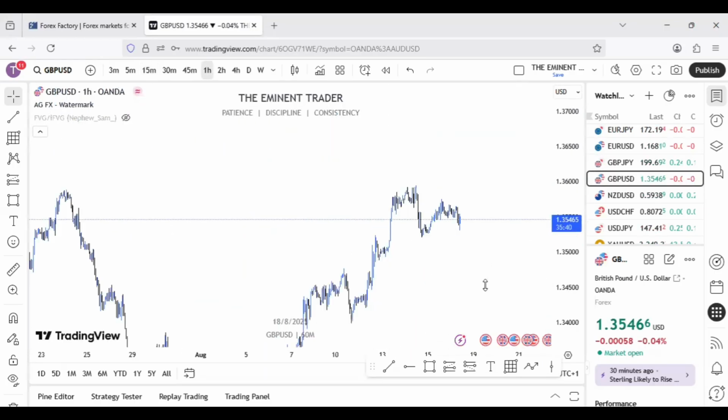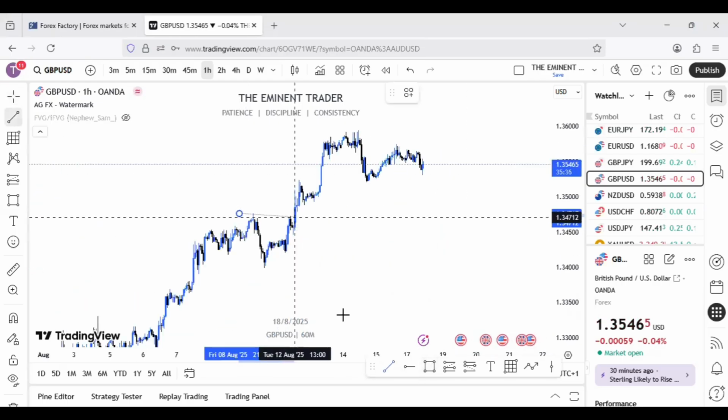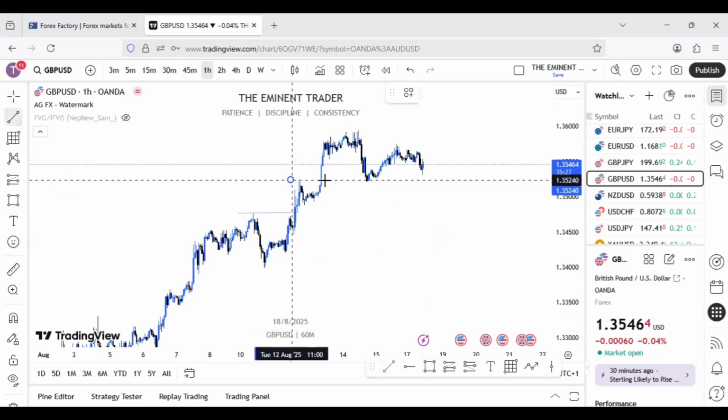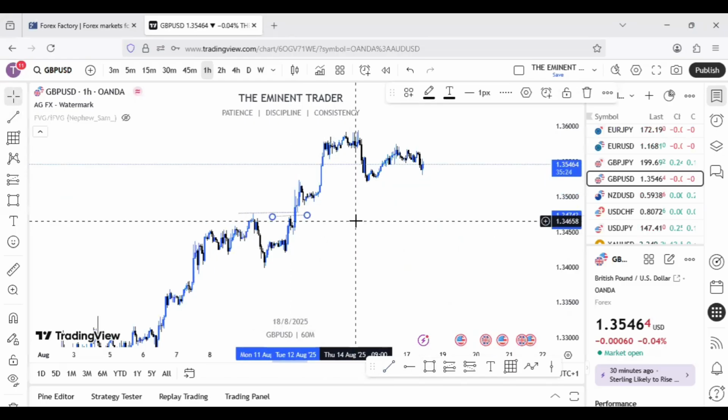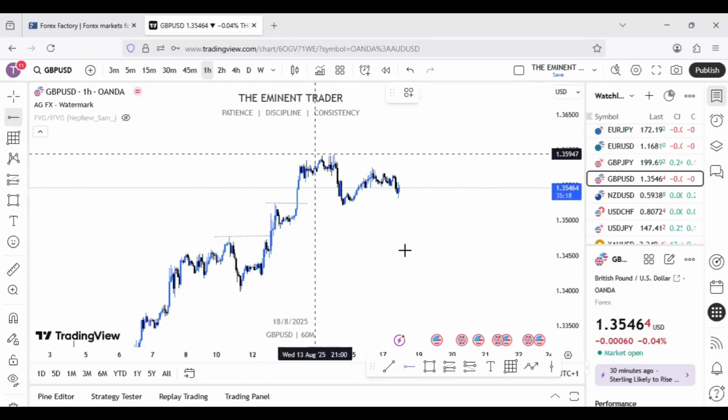Therefore, GU, same thing. GU has a very complicated price action. Therefore, we have this break. And this.